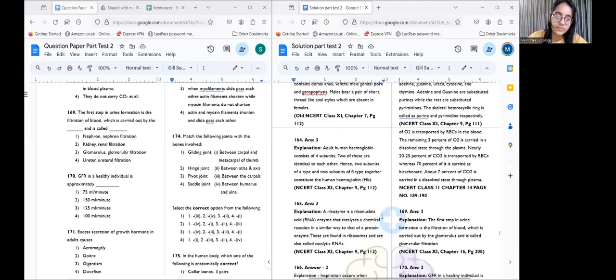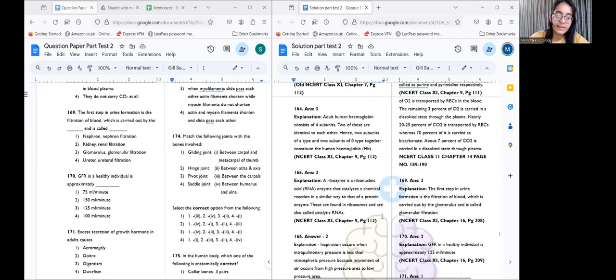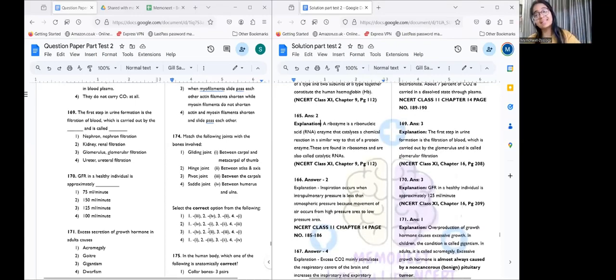Let's move on to question number 170. GFR in a healthy individual is... GFR stands for glomerular filtration rate. The answer is option number 3, which is 125 milliliters per minute, which is correct. It's an NCERT statement. All values need to be learned as mentioned in the NCERT.